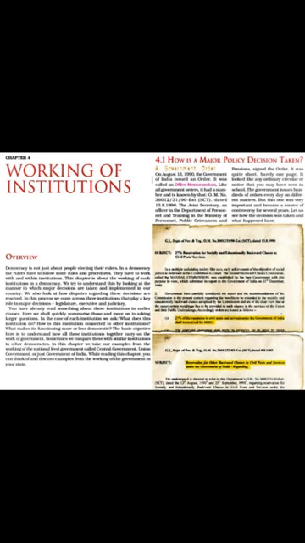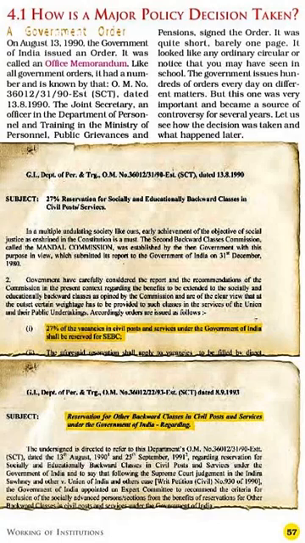So on August 13, 1990, the government of India issued an order. So the government of India, on a specific date, the year 1990, issued an order. It was called an office memorandum. Same page, students, 57, and I was talking about the government order.